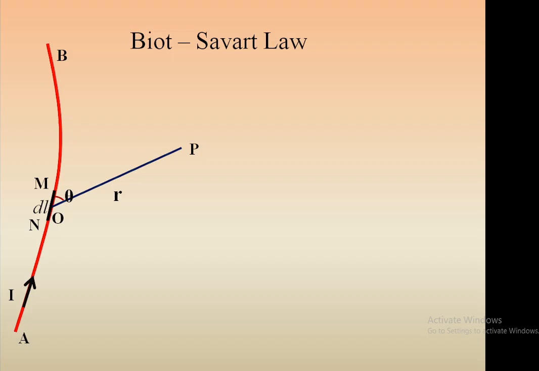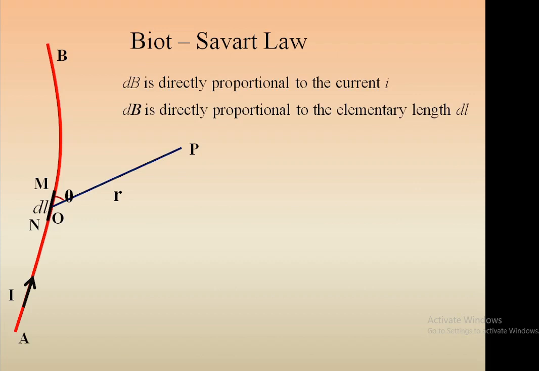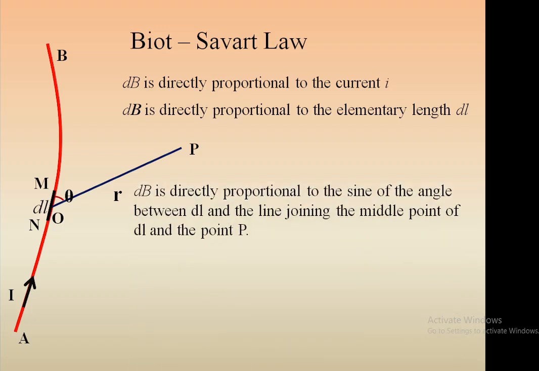The Biot-Savart Law states the magnetic field at the point P due to this current carrying element. dB is the magnetic field due to this small segment dl, and this magnetic field dB produced by the elementary length dl of the current carrying conductor at the point P is directly proportional to the current I. That is, when we increase the current I, the value of dB at the point P also increases, and dB is also directly proportional to the elementary length dl. So when we increase the length dl, dB also increases.